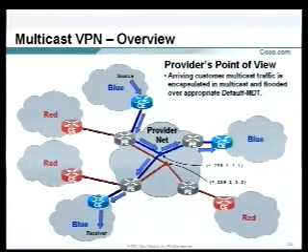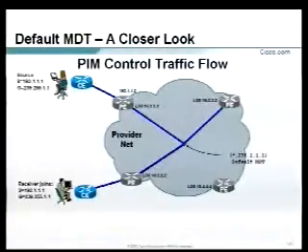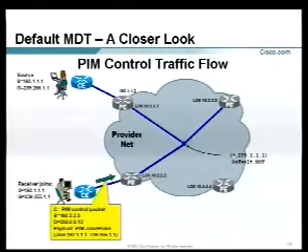And then for other customers, we'll use a different group address range for all those multicast packets. So let's take a look at a little bit more detail on exactly what's going on with multicast VPNs.